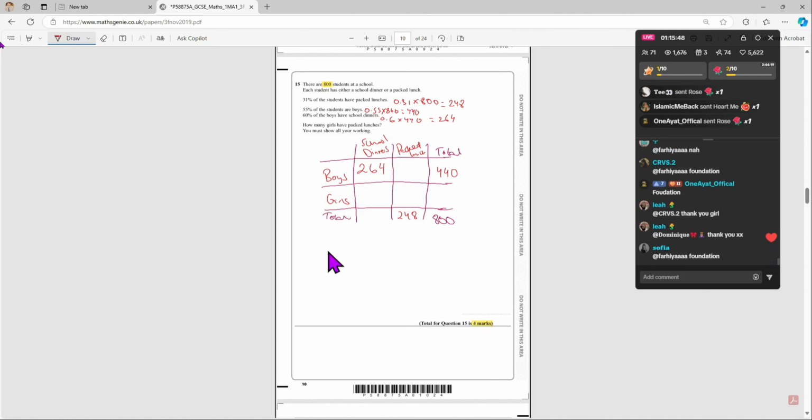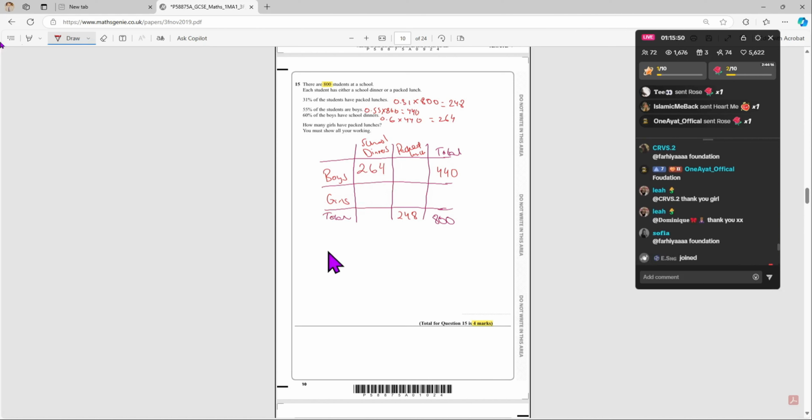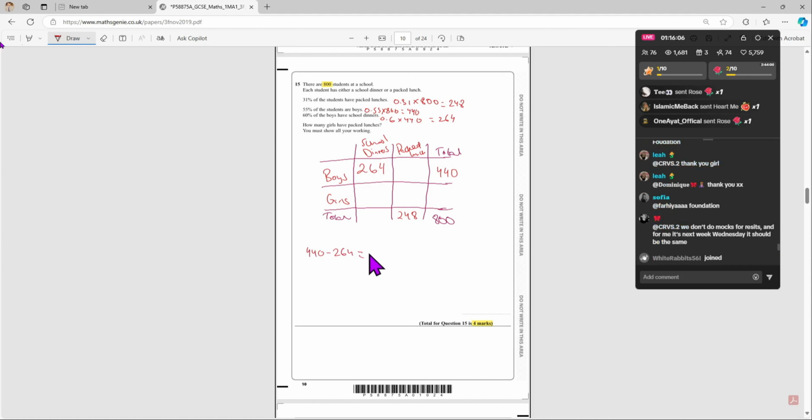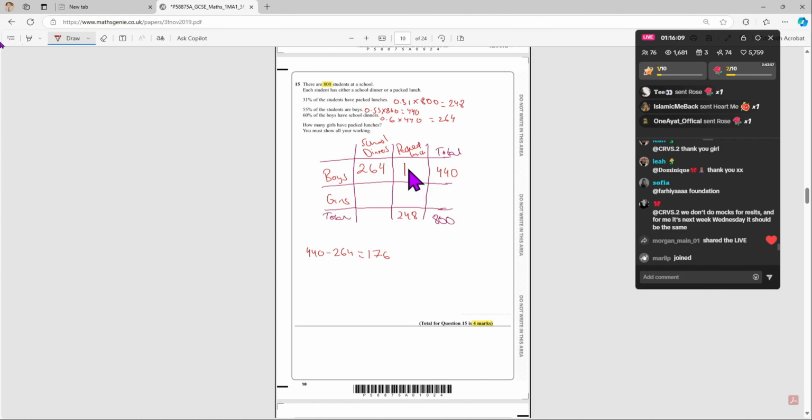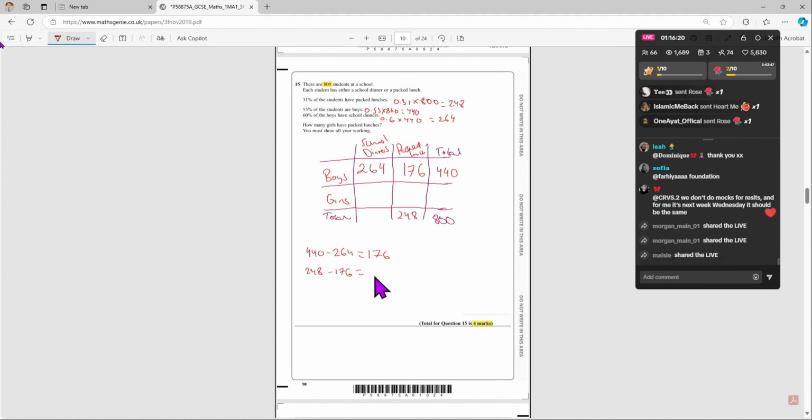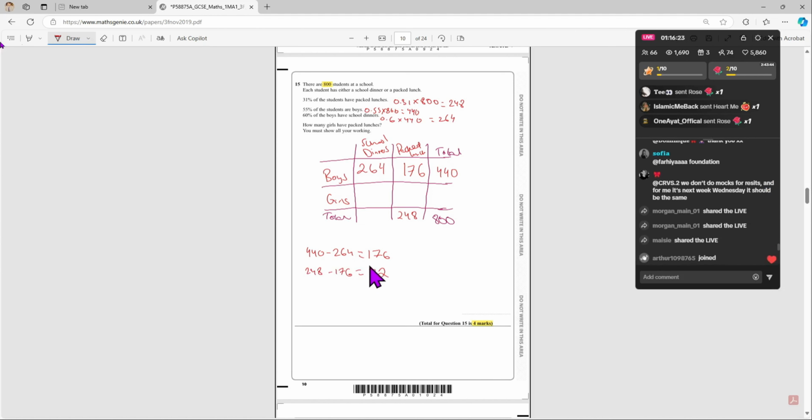Now we have filled in some parts of the two-way table, so we can fill in everything else. First, we can work out how many boys have packed lunches: the total minus the school dinners. So 440 minus 264 gives 176, and 176 goes there. Then we can work out the number of girls who have packed lunch: 248 minus 176 gives 72. 72 goes over there.